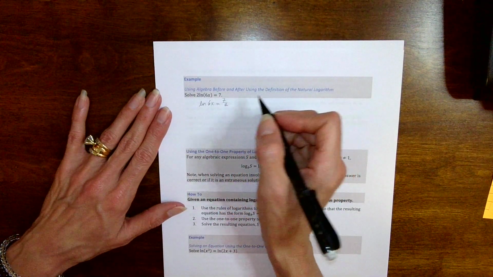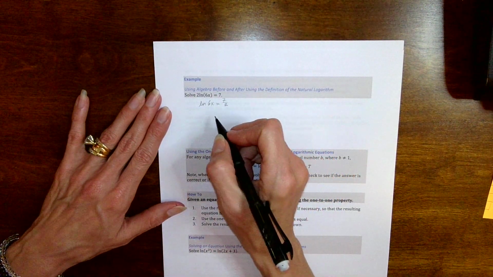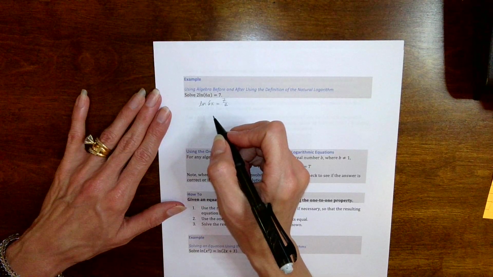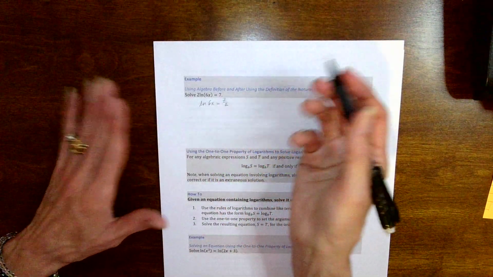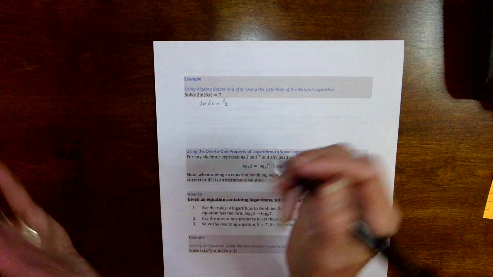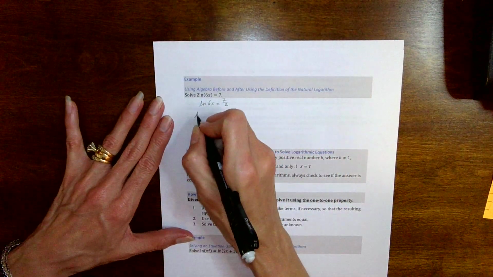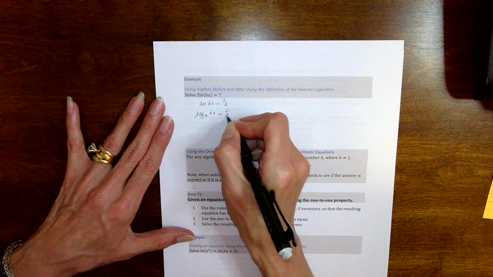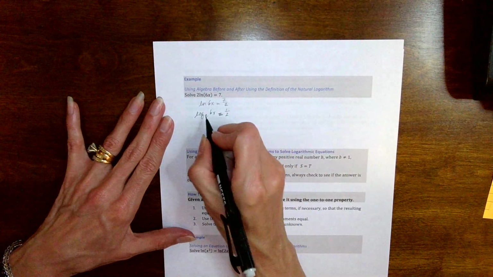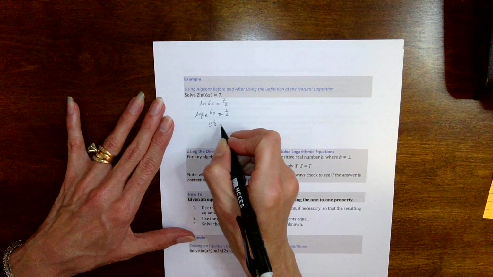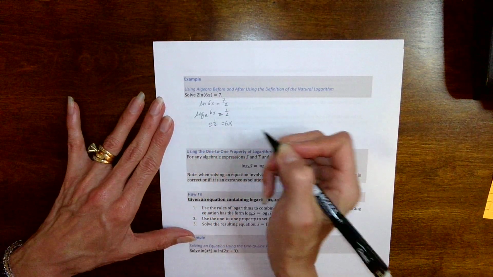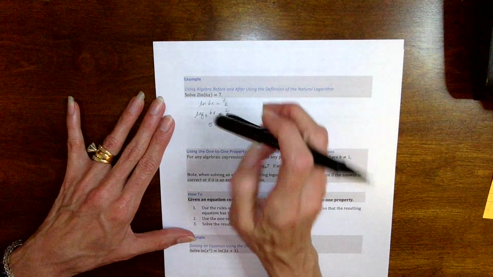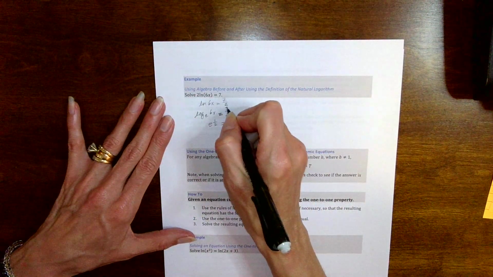And then I can raise both to the e power, or I can rewrite it by the definition. Let's rewrite it as the definition, because that's what it asked me to do. So e to the 7/2 is equal to 6x.